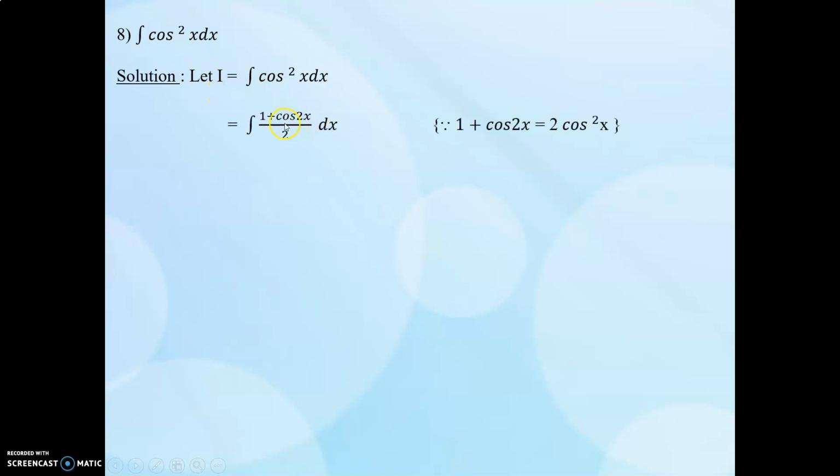So the next question is integral cos square x dx. So let I is equal to integral cos square x dx. That's equal to integral 1 plus cos 2x upon 2, because 1 plus cos 2x is equal to 2 cos square x. So integral 1 upon 2 dx plus 1 upon 2 into integral cos 2x dx you can write. So integral of 1 upon 2 x, this 1 upon 2 you can take it out actually. So x plus integral of cos 2x is sin 2x upon 2 plus c. So this 2, if you want, you can take it out. So 1 upon 4, this will become 2x plus sin 2x plus c. That is the answer for that question.